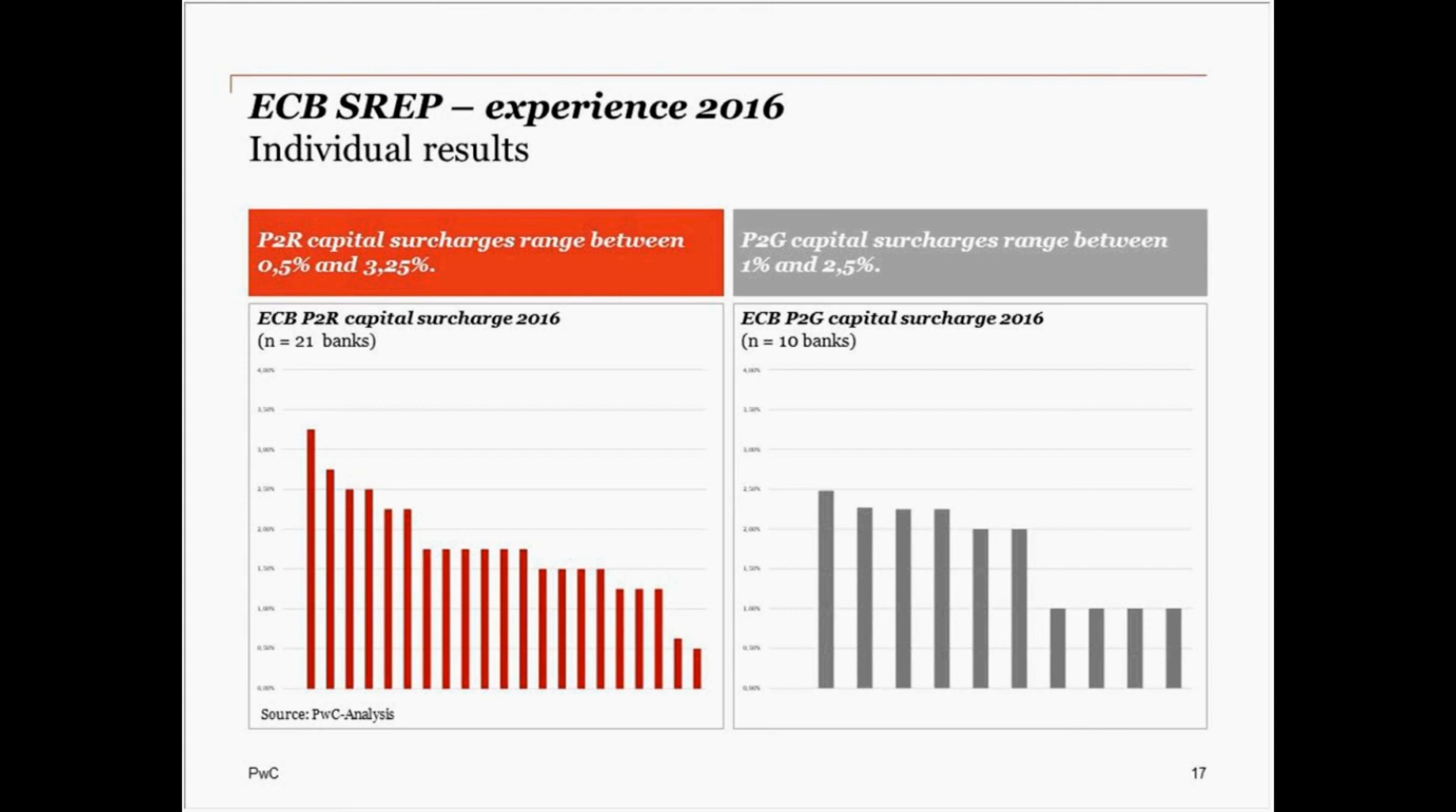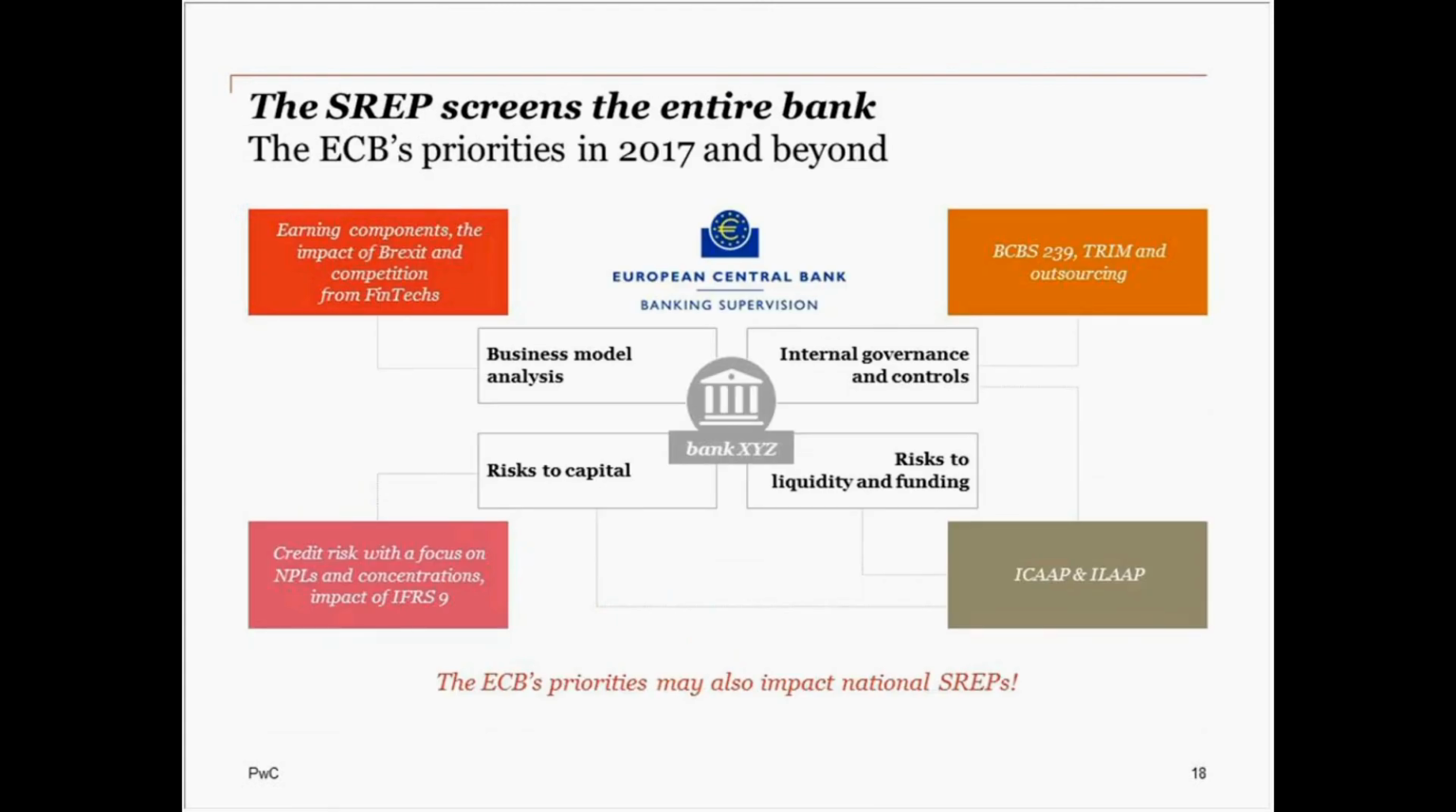Maybe one point as regards the capital requirements we observe in Germany from the BaFin: these range between 0.25% and 6%, and the Pillar 2 guidance ranges from 0% to 3%, just to get an idea of the entire bandwidth the supervisors are using. And from that point of view, I'd like to move on to the ECB's priorities in 2017, and I'd like to hand over to Ryan.